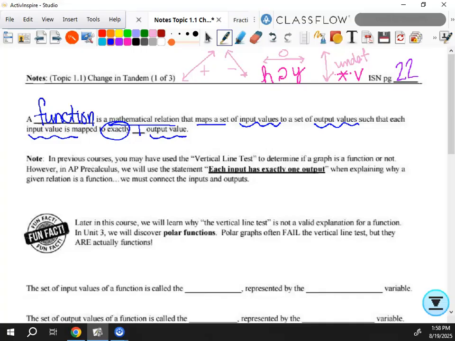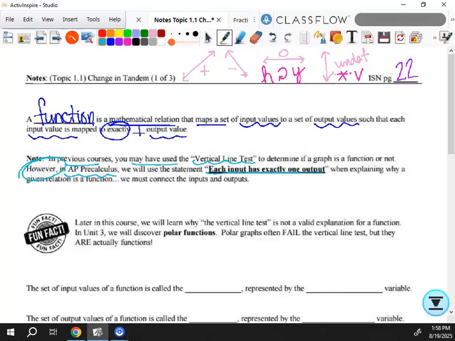Now, for functions, in previous courses, you may have used the vertical line test. We even talked about it on Friday. It's not that the vertical line test is junk. It's good. We can still talk about it. And we use it to determine if it's a function or not. However, in AP Pre-Cal, we will use the statement, each input has exactly one output.